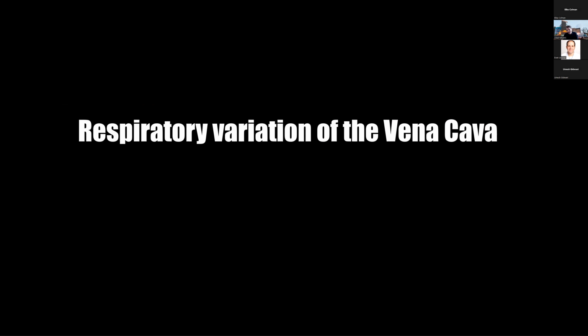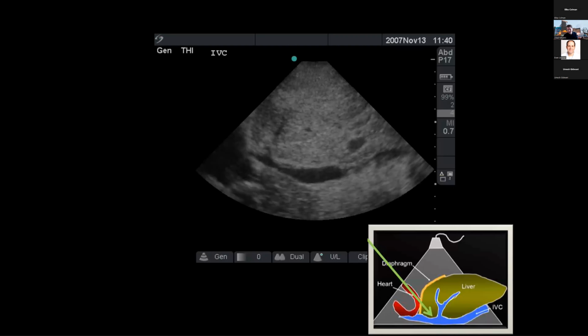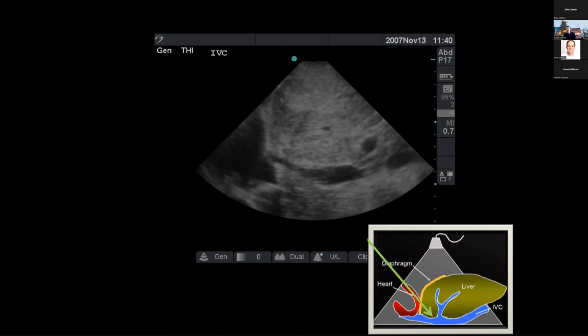All right, so starting with respiratory variation of the vena cava. Now, much like CVP, I think this is often misunderstood. And I think part of that misunderstanding comes from the fact that for the longest time, people have been trying to assign the capability of identifying fluid responsiveness to respiratory variation of the vena cava. And it's just not capable of doing that, unsurprisingly. However, when we're looking at filling pressures, right-sided filling pressures specifically, this is where the vena cava performs a lot better.